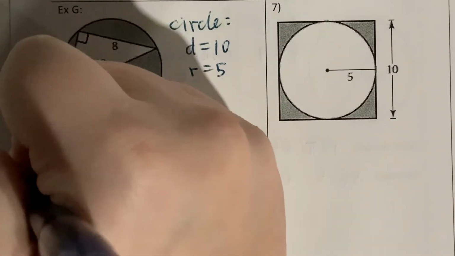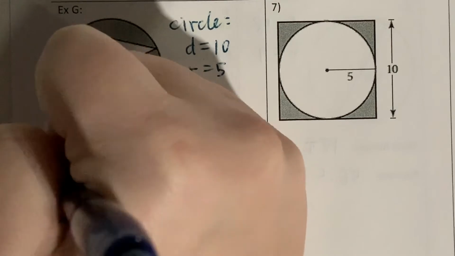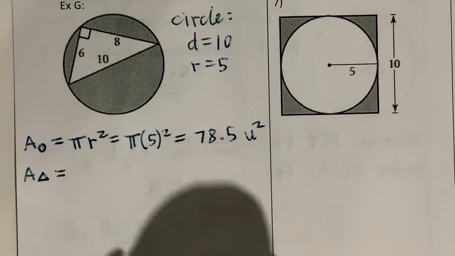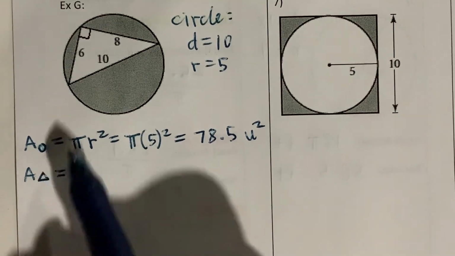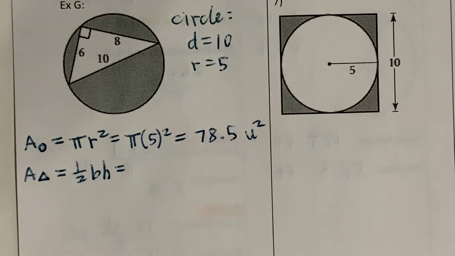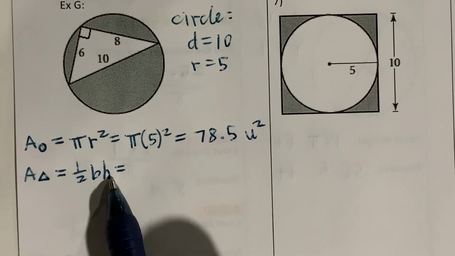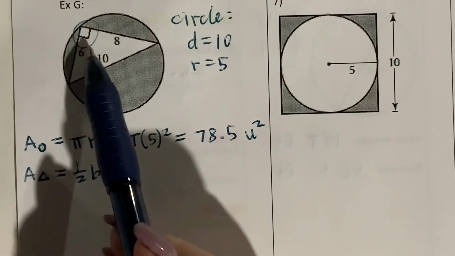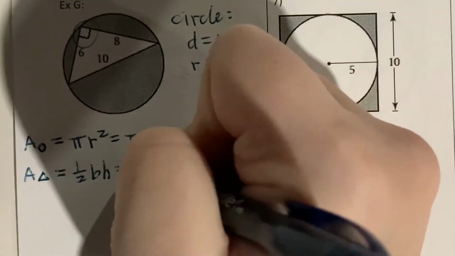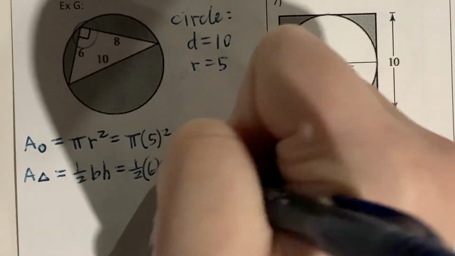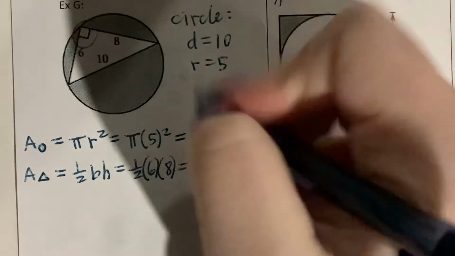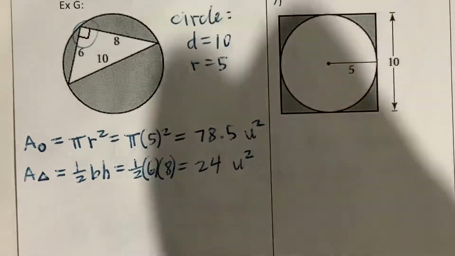Now let's find the area of the inside triangle. So I'll say area of the triangle equals, and we need to recall the area formula that we used for area of a triangle. For area of a triangle, our formula was 1/2 base times height. And recall that in a triangle, your base and your height are the 2 sides that form this right angle. So my base and my height would be these 2 sides, 6 and 8. So I'm doing 1/2 times 6 times 8. And when I do 1/2 times 6 times 8, I get 24 units squared.